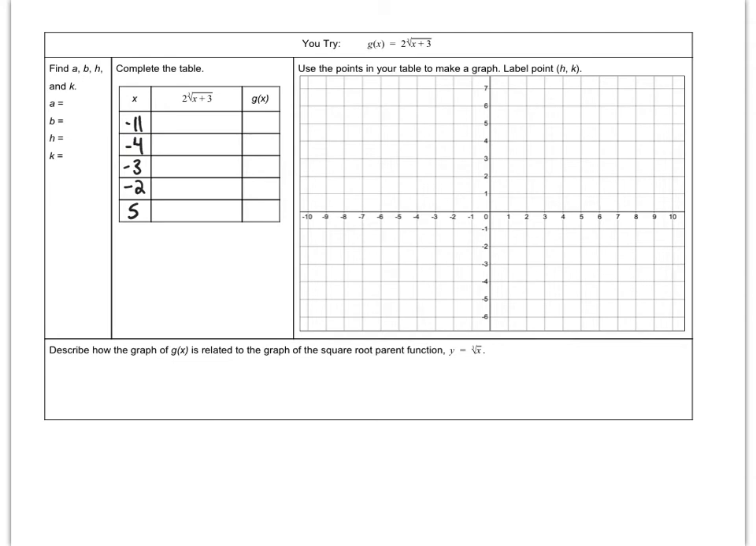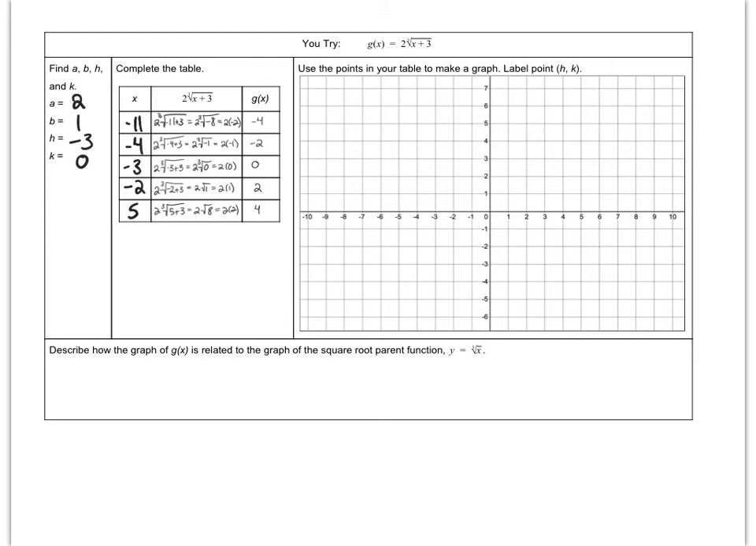Why don't you pause the video and see if you can figure out this one for yourself? Hit play when you're ready to see the answer. So in this case, a is 2, which means we're going to have a vertical stretch by a factor of 2. b is 1 again. We don't have any horizontal stretches or compressions.